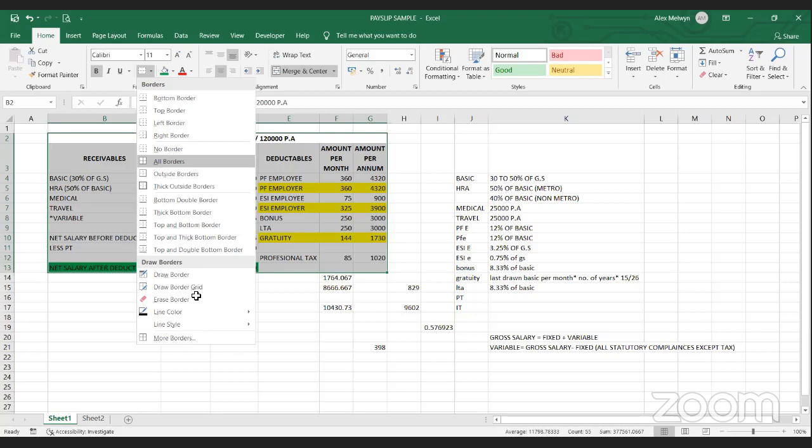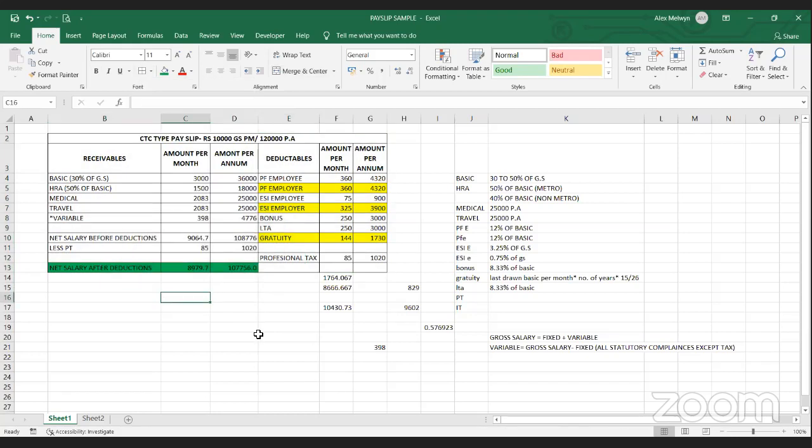Okay, so this is how we calculate take home. Of course, the last component remaining is income tax. Income tax for this salary slab is not applicable, so we are not including that. But this is how a simple salary structure, called the CTC salary structure, works.